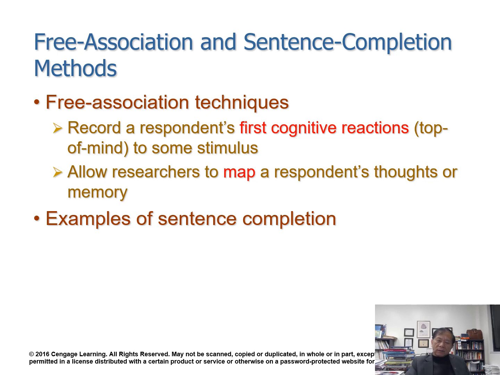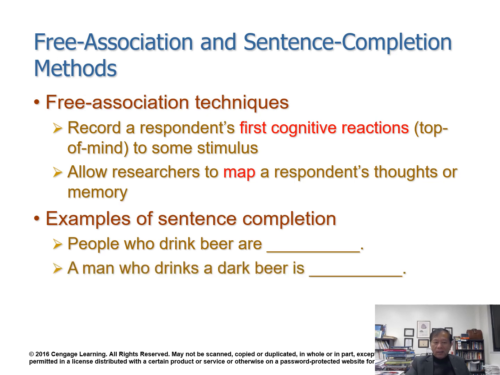Sentence completion is another one. You ask people to complete a sentence. For example, people who drink beer are what kind of person? A man who drinks dark beer is what? Light beer is most liked by what kind of group of people?